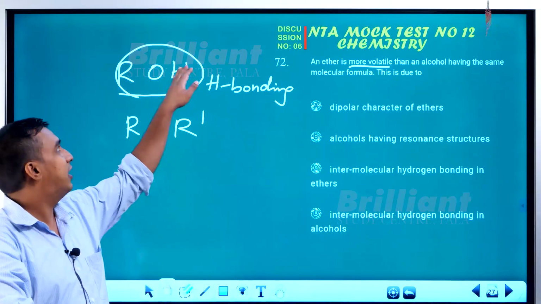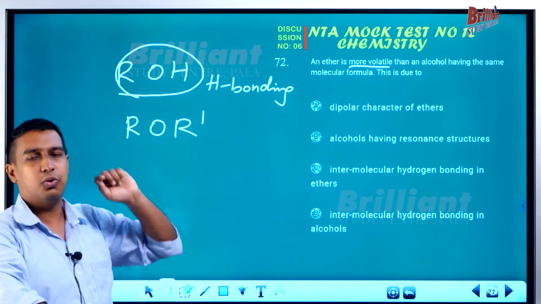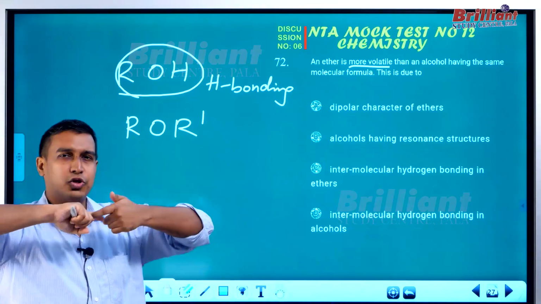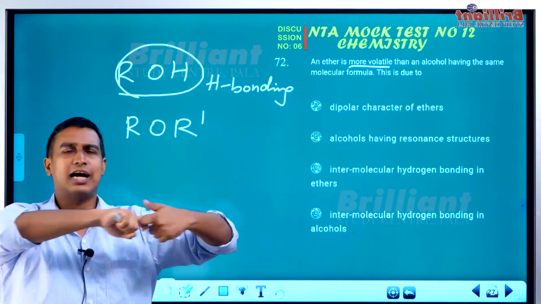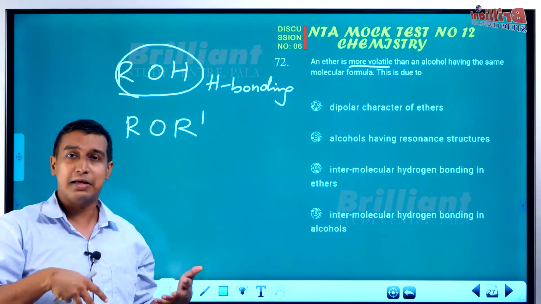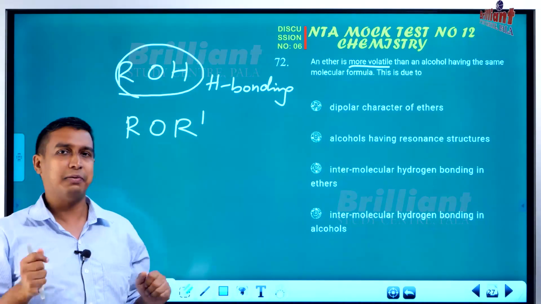Here hydrogen is attached to a highly electronegative atom like oxygen. So automatically you will have intermolecular hydrogen bonding. So each of the alcohol molecules will be clinging on to each other more. They will connect like that. So what will happen? We will have to give higher temperature to boil it and vaporize it.